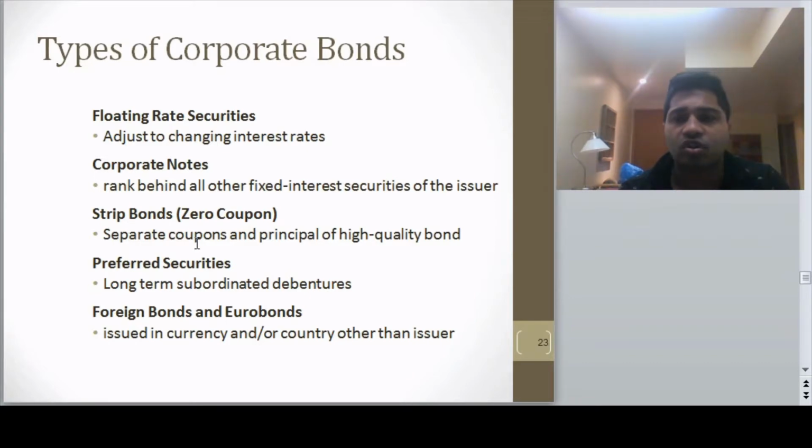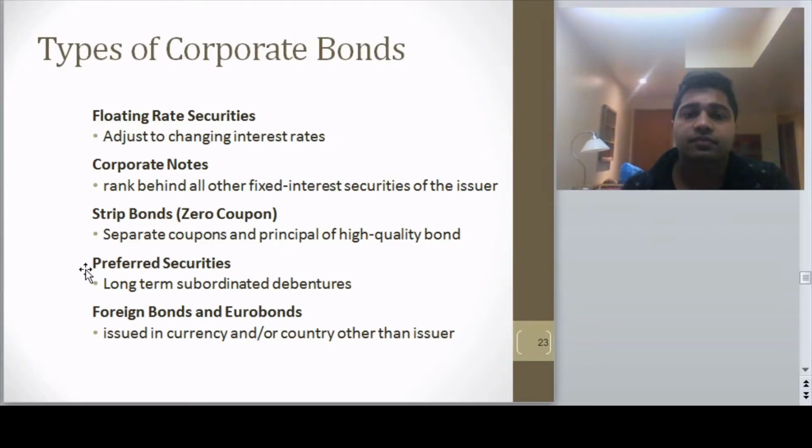Strip bonds do not pay any interest, separate coupon and principal of a high quality bond. So an investment bank generally strips the bond, so they separate the coupon payments and they separate the maturity payment and sell each of these separate payments as a new bond. So this is called the bond stripping process. So take a high quality bond, strip each of its payments, so separate each of its coupon and the maturity payment and sell these payments discounted separately, make them zero coupon.